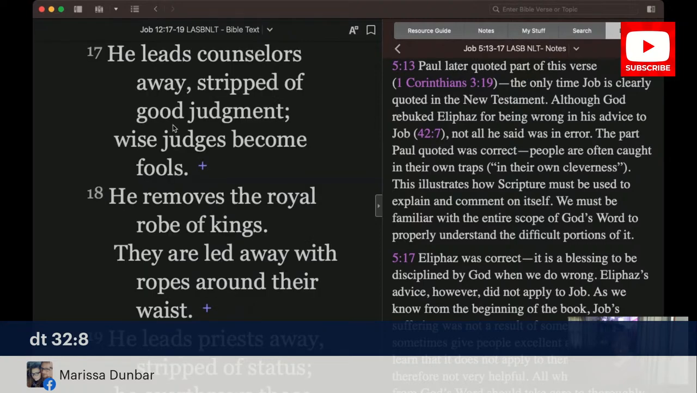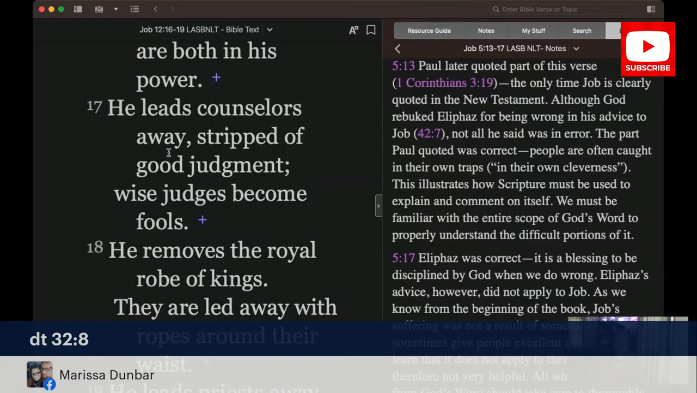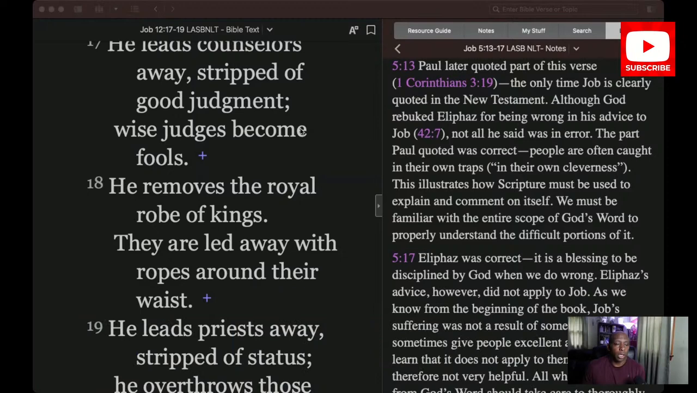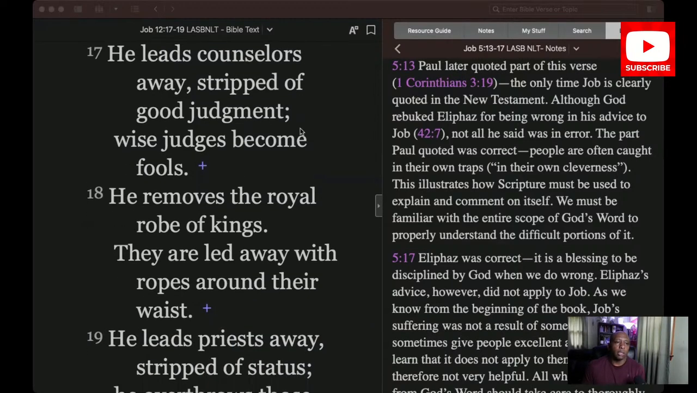Job chapter 12, verse 17 says, he leads counselors away. He strips off good judgment. Wise judges become fools.